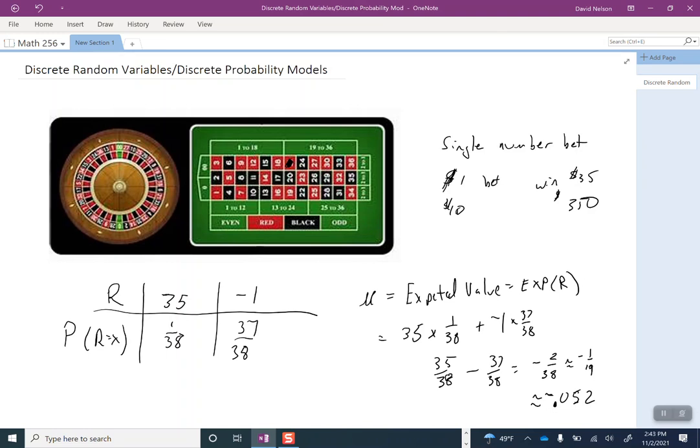It's looking at the house's favor, and when they say the odds are in the house's favor, if you go to a casino, they always say that the odds are in the house's favor. It's because these expected values are always negative. That means that the person playing, from their perspective, is going to, on average, lose more money than they bring in.